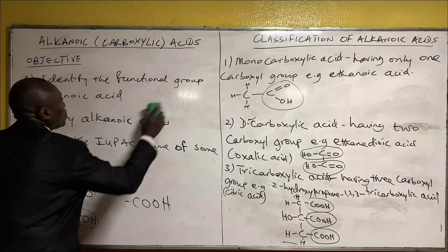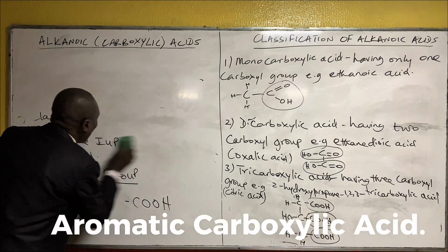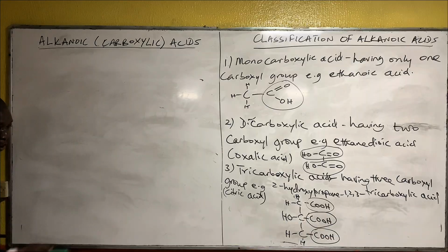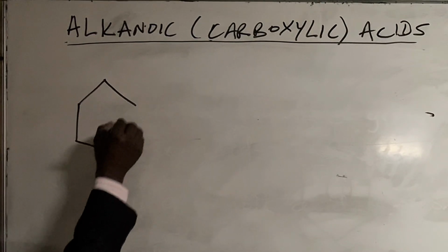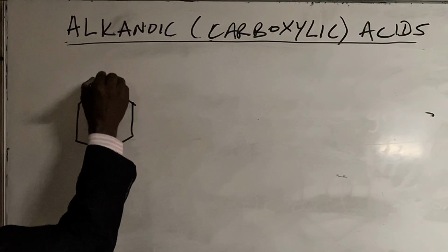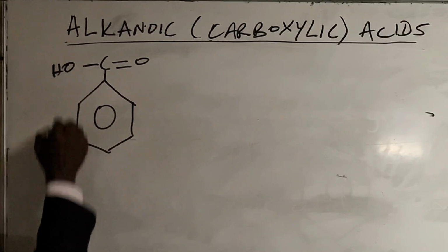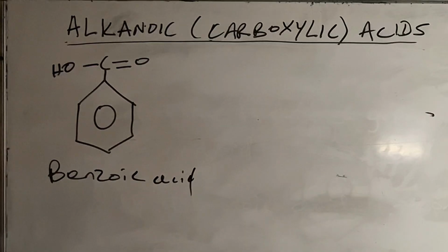We also have the aromatic carboxylic acid. A very common example is benzoic acid. This is the structure of benzoic acid. You can see the COOH. This is benzoic acid. It's a monocarboxylic acid, but it's aromatic because it's joined to benzene. So we call it benzoic acid.